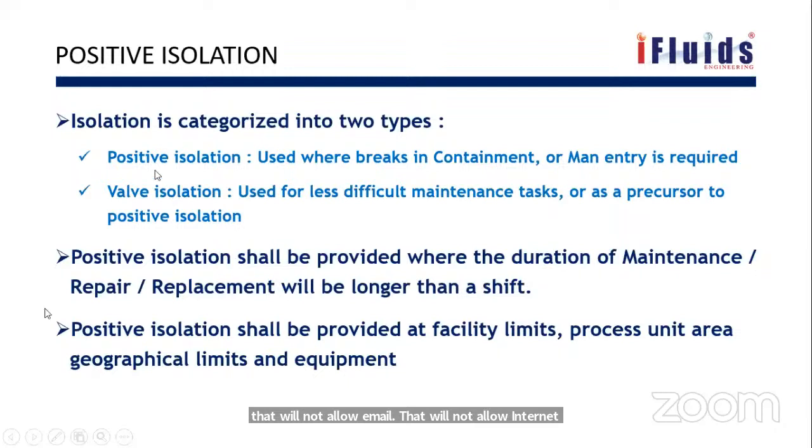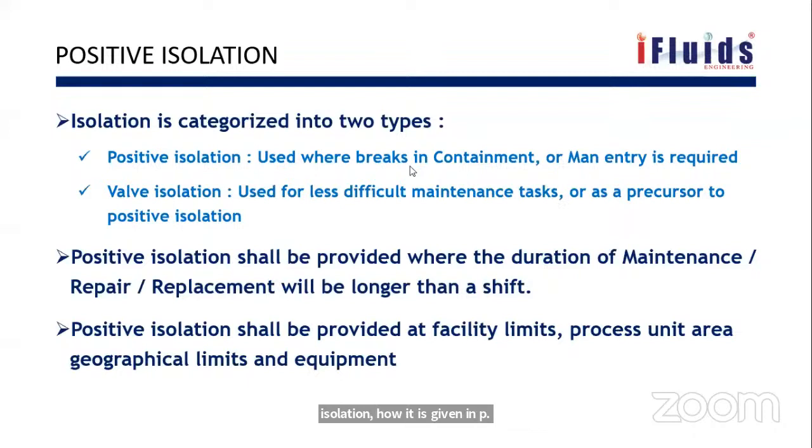Same here. Positive isolation is used wherever containment is required, where there is a chance of another stream getting into the process stream, or whenever equipment is to be isolated and taken out for maintenance, exclusively for man entry, where a person has to enter inside the vessel for any maintenance job or inspection. There we have to positively isolate. We'll also see in coming slides what positive isolation is and how it is given in the P&ID.